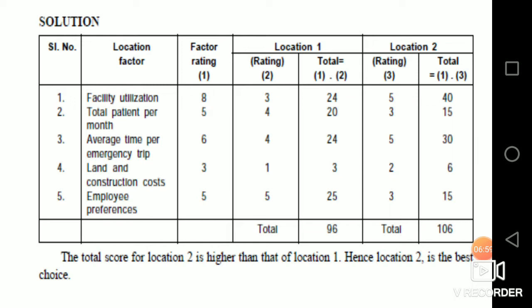So by multiplying the factor rating 8 into 3 for location 1, facility utilization 8 into 3, we get 24. Likewise we do this for all the factors from 1 to 5, and for location 1 we get the sum as 96, and for location 2 we get 106. By seeing the total itself, location 2 is getting a better count than location 1. So we are choosing location 2 as our plant location. With this the problem is over.